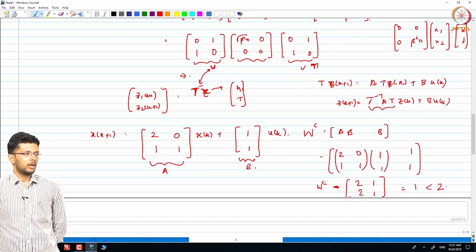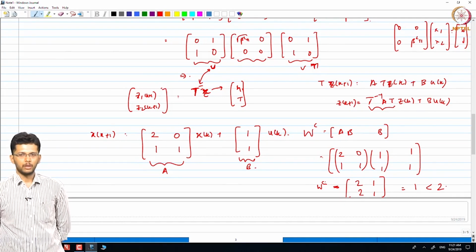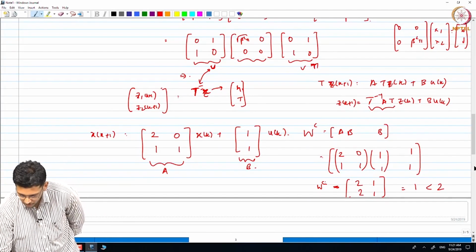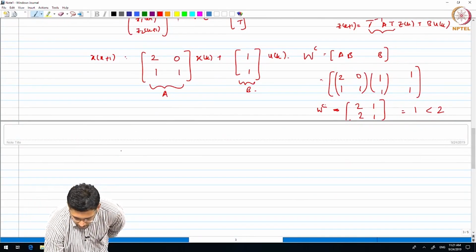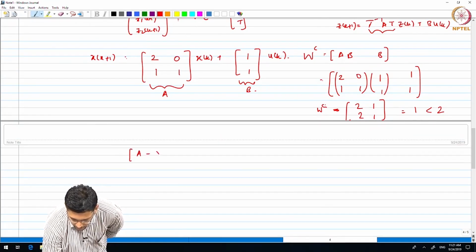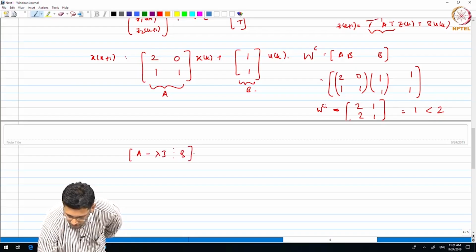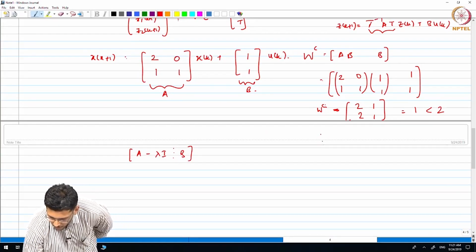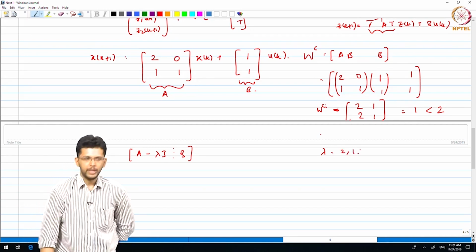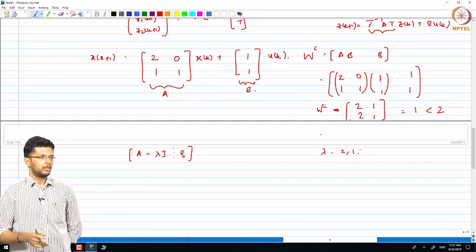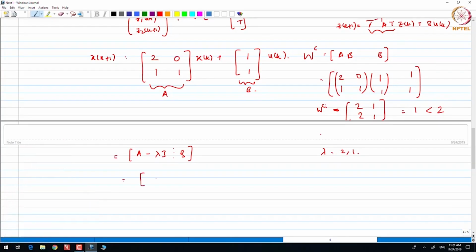So we need to check whether the system is reachable or not. What is the condition for checking reachability? We invoke the Hautus condition. We check the rank of [A minus lambda I, B]. Here we have lambdas equal to 2 and 1. So we need to check the Hautus condition for the two lambdas, 2 and 1. The Hautus matrix would be 0, 0.